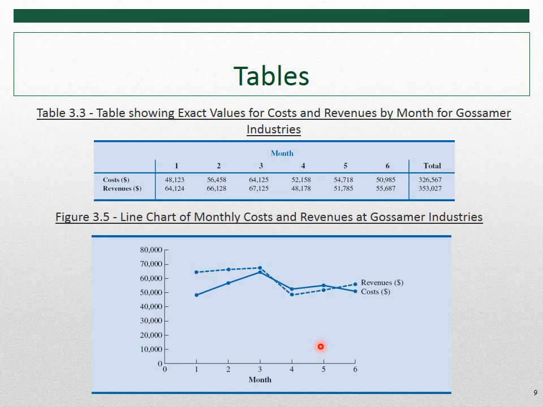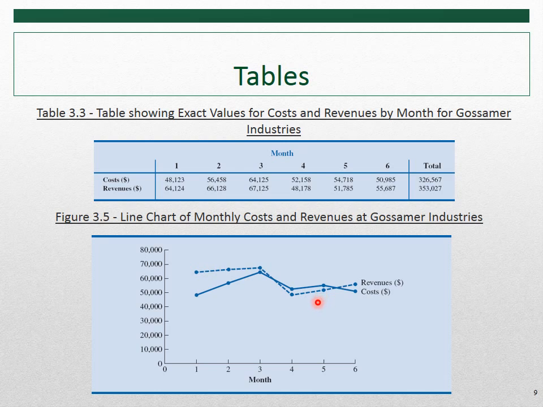Yeah, right. And these are point numbers, so this is not really a continuous number. But yeah, you're right. Here and here, you're losing money.